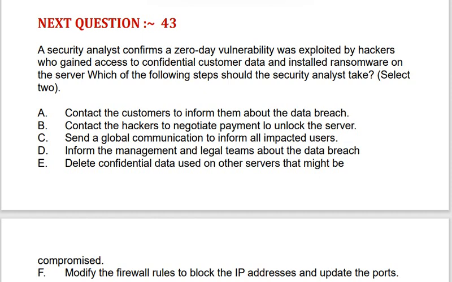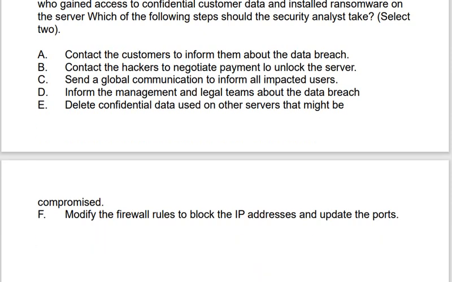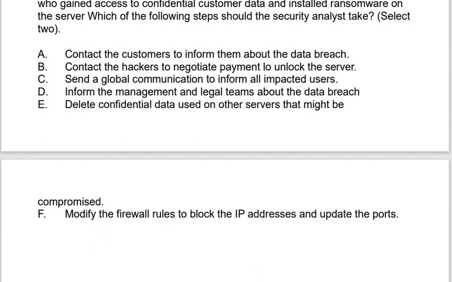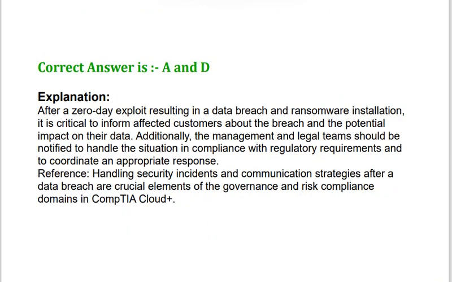Option A, contact the customers to inform them about the data breach. Option B, contact the hackers to negotiate payment to unlock the server. Option C, send a global communication to inform all impacted users. Option D, inform the management and legal teams about the data breach. Option E, delete confidential data used on other servers that might be compromised. Option F, modify the firewall rules to block the IP addresses and update the ports. Correct answer is option A and option D.